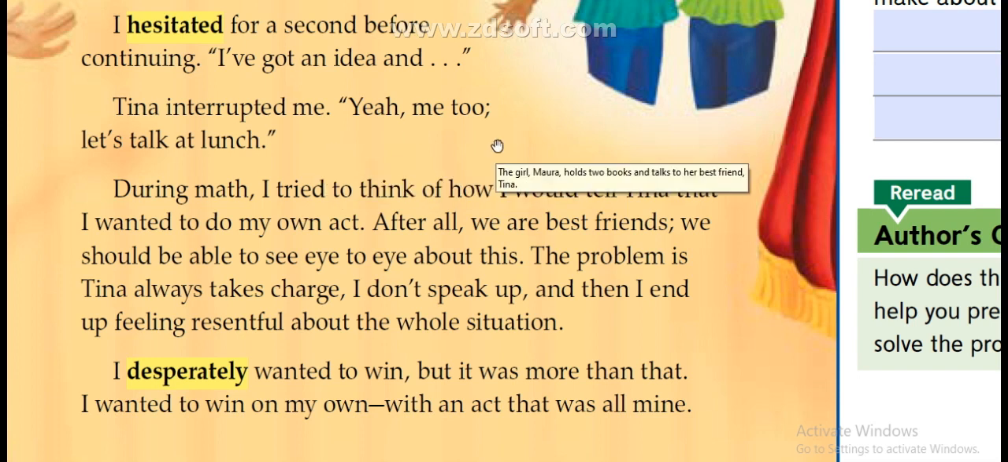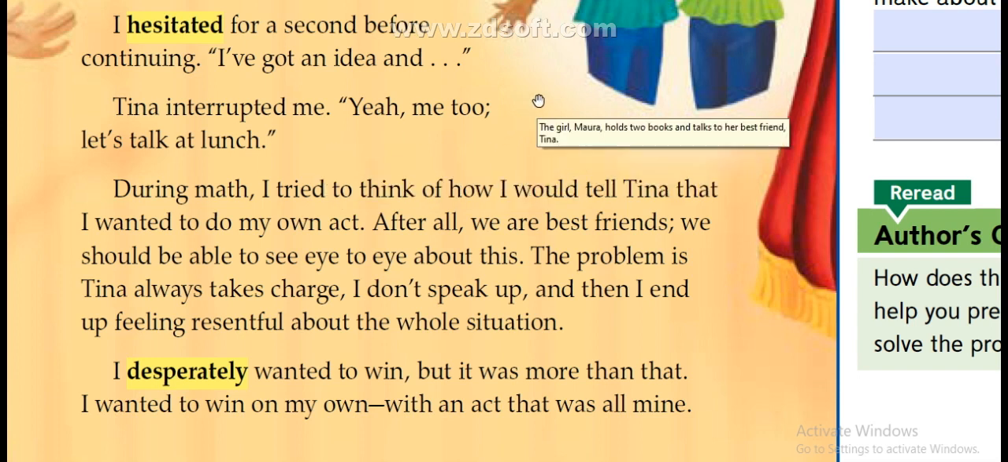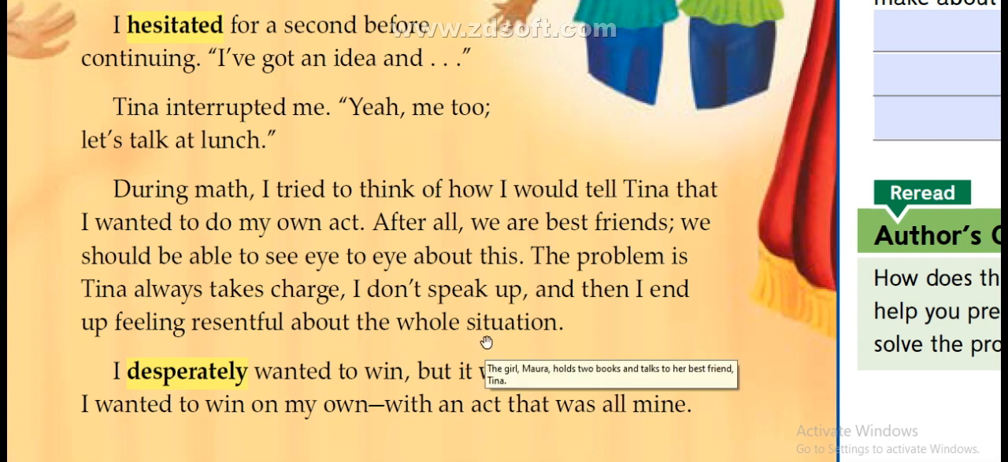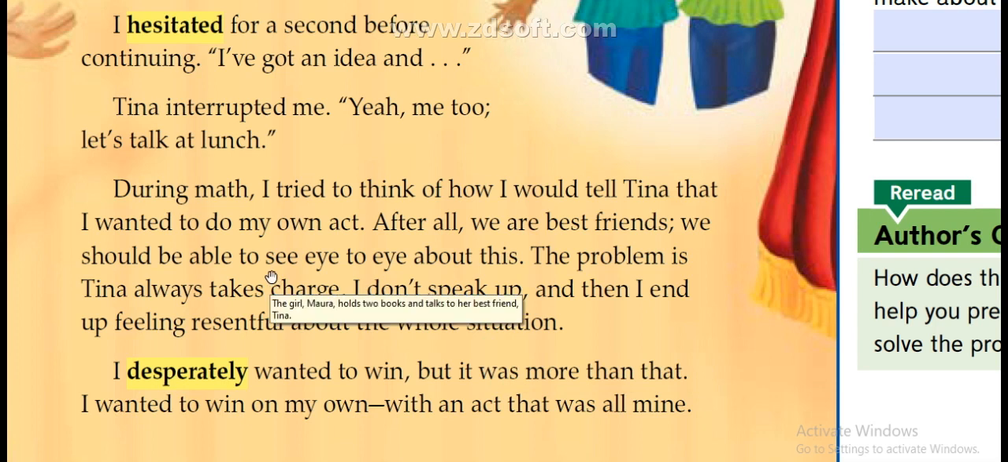During the math period, Mora wanted to tell Tina her own ideas. She wanted to tell her about her own act. Since they are best friends, they can talk frankly to each other. They can be honest to each other and tell everything to each other, right? Don't you know that best friends tell secrets to each other, they tell everything to each other? So she should tell her. Do you think that she should tell her? Of course she should tell her.